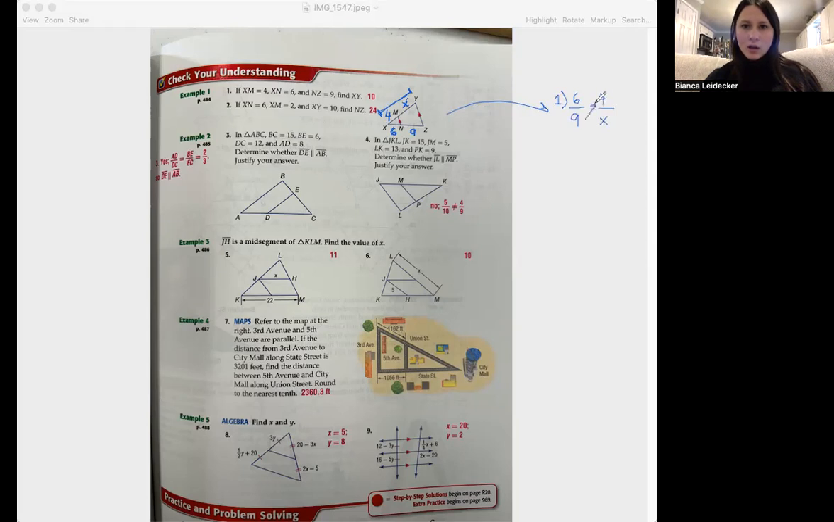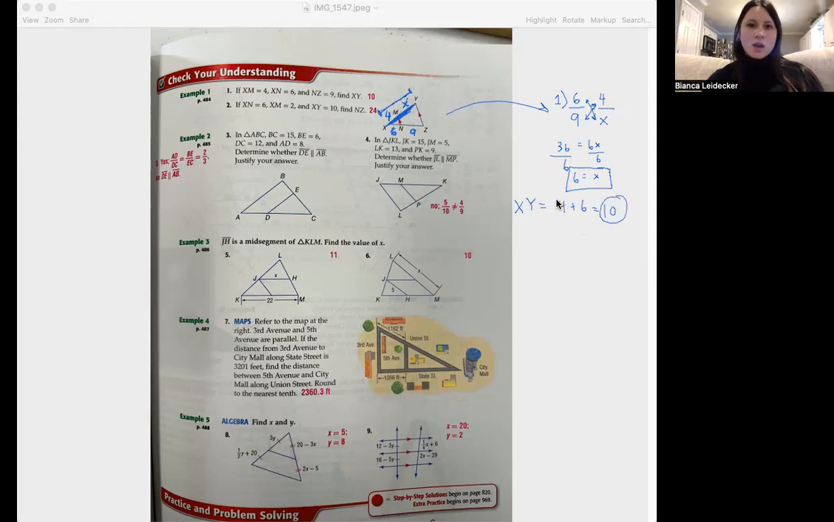And once we do that, we can cross multiply. 4 times 9 is 36. 36 equals 6 times x, which is 6x. Now we can divide by 6 on both sides. And when you divide by 6, 36 divided by 6 is 6. So x equals 6, but that's not your final answer because now we have to add 6 back to XM to make the entire edge for this triangle. And so it would be 4 plus 6, which is how we would find XY. And so XY is actually 10.